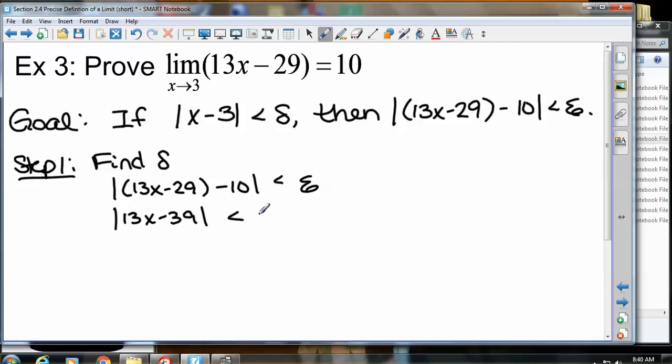|x - 39| < epsilon. What can you do right now? Pull out a 13. The absolute value of 13 is 13. We have |x - 3| < epsilon. Notice we've seen that x minus 3 before. That was right here. What do I need to do to finish? Divide by 13.